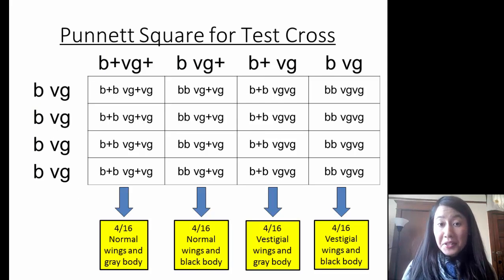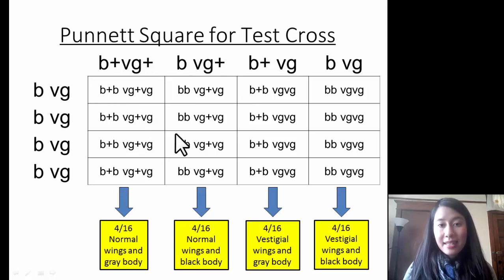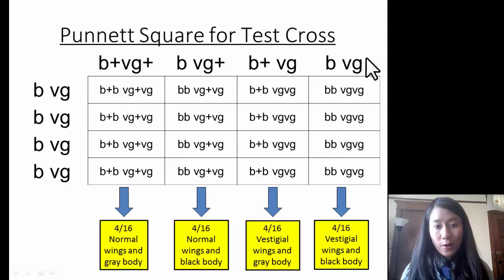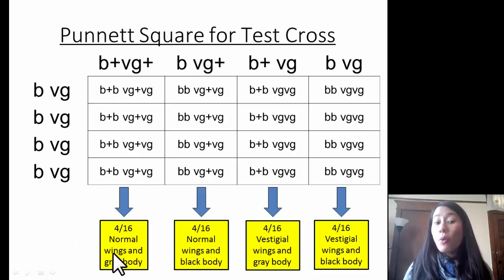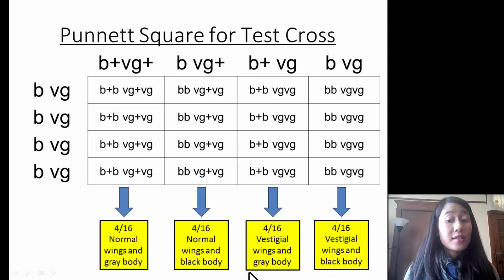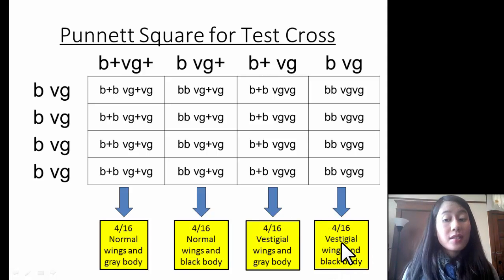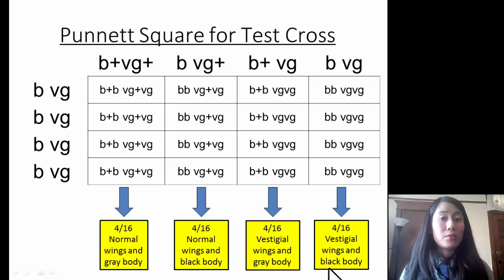If this is your Punnett square, then you are correct. And if we look at the results of this Punnett square, we see that everything in this column is identical. These 4 potential genotypes are identical, these 4 are identical, these 4, and these 4. So our results show that 4 out of 16 would have normal wings and a gray body, also known as a double wild type. 4 out of 16 have normal wings and a black body, 1 wild type and 1 mutant trait. 4 out of 16 have vestigial wings and a gray body, 1 mutant and 1 wild type trait. And 4 out of the 16 have vestigial wings and a black body, which is a double mutant set of traits.